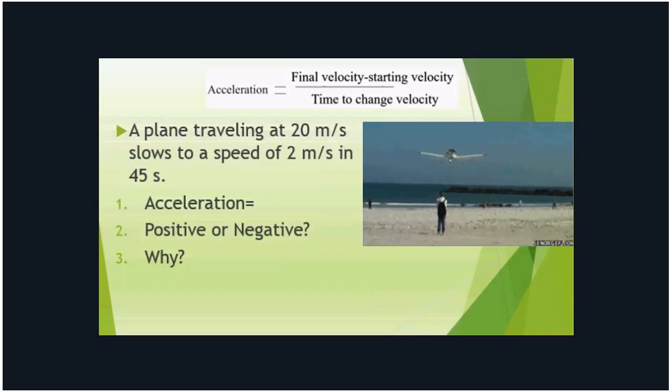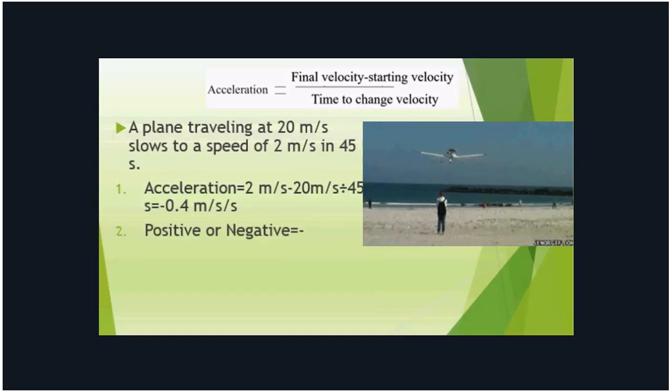A plane traveling at 20 meters per second slows to a speed of 2 meters per second in 45 seconds. You take 2, which is the final, minus 20, which is the starting, all divided by time, which is 45 seconds. And he slows down, so this number should be negative.